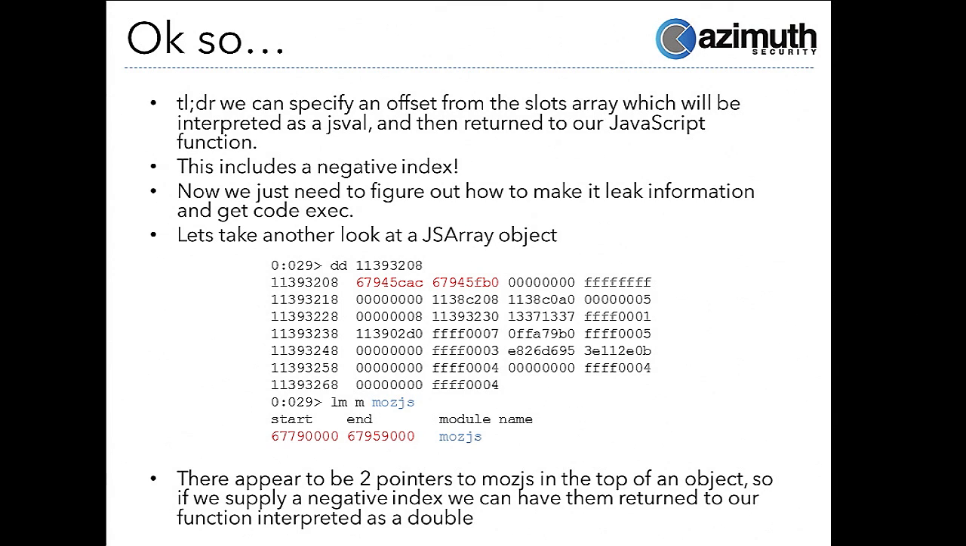So we can specify a negative index. If we look again at our JavaScript object, I've highlighted here in red these 2 pointers. This is the map and the class pointer.